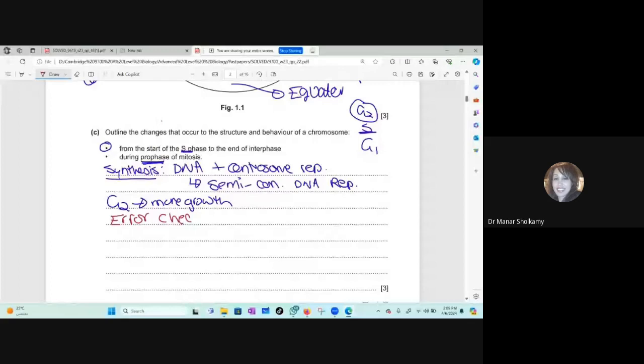Good. So clearly, don't mix things up. If you mix things up, you lose marks. In the synthesis phase, there is DNA replication, semi-conservative replication of the DNA, and also the centrosomes replicate, if you remember it. In the G2 phase, I have more growth of the cell, making of proteins and growth, and we check the replication of the DNA.